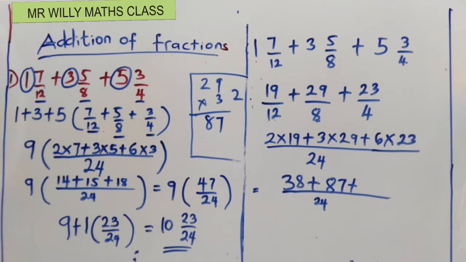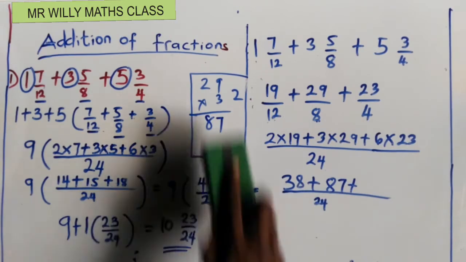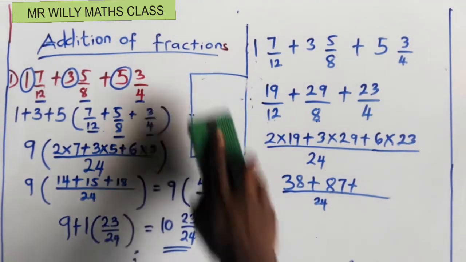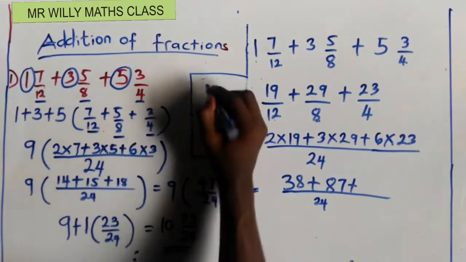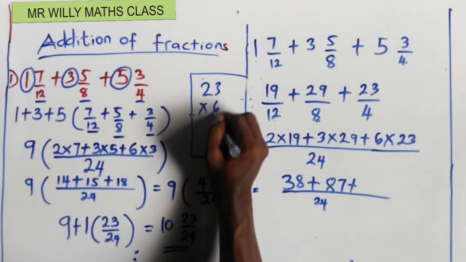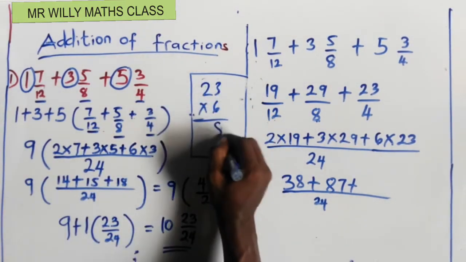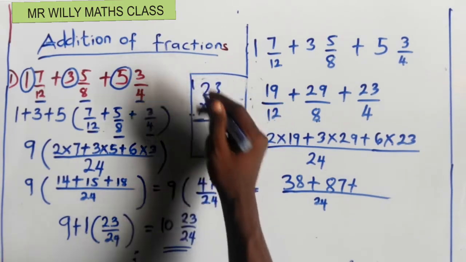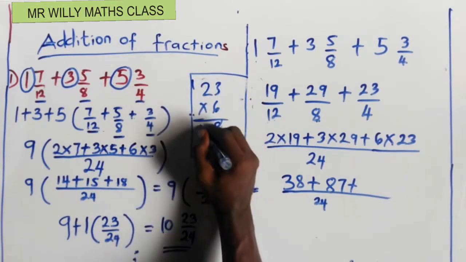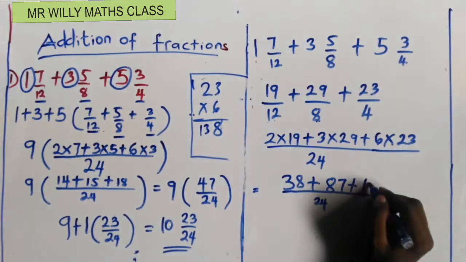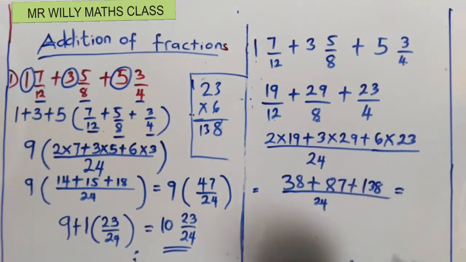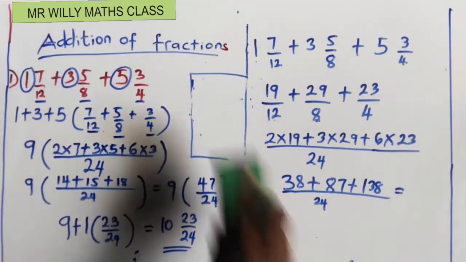Then the next one is 6 times 23. That will be 23 times 6. 6 times 3 is what? That will be 18. Keep 1. 6 times 2, that will be what? That will be 12 plus 1. That will be 13. That will be 138. So we are going to move on by adding the numerators together.